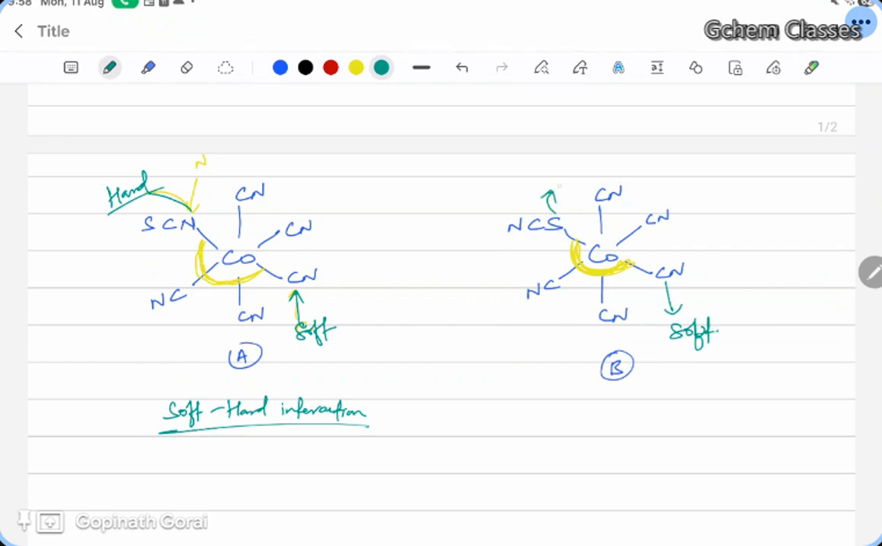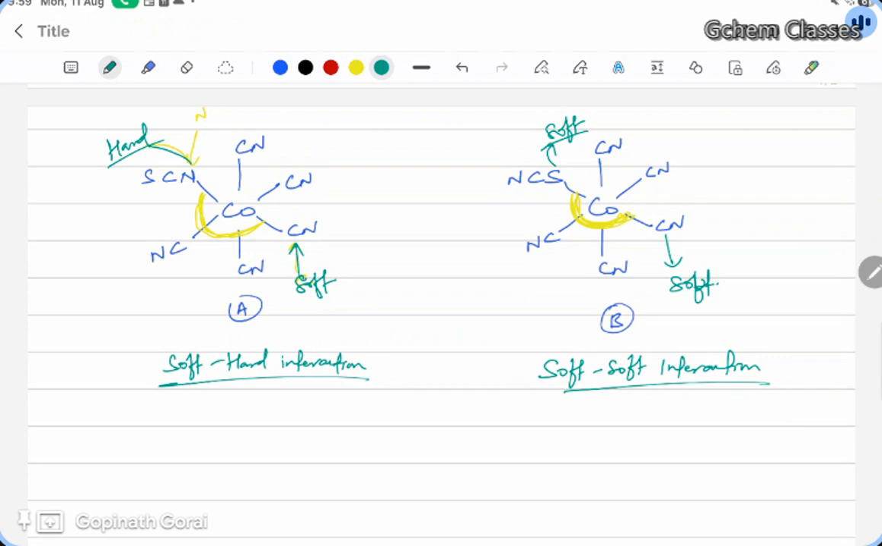Here it is sulfur, this is also soft, right? Now to understand basically what is soft and what is hard, you have to see the HSAB principle. Okay. Now, this is soft-soft. So the interaction type is soft and soft interaction.